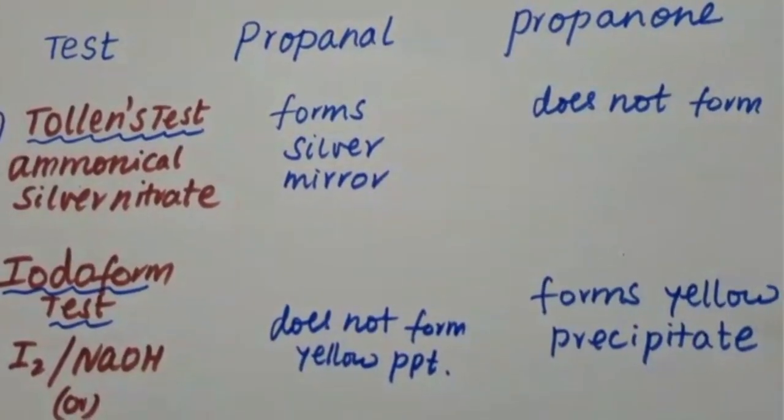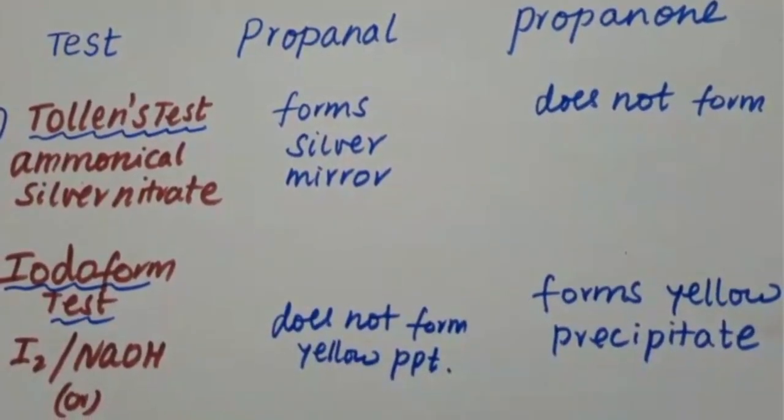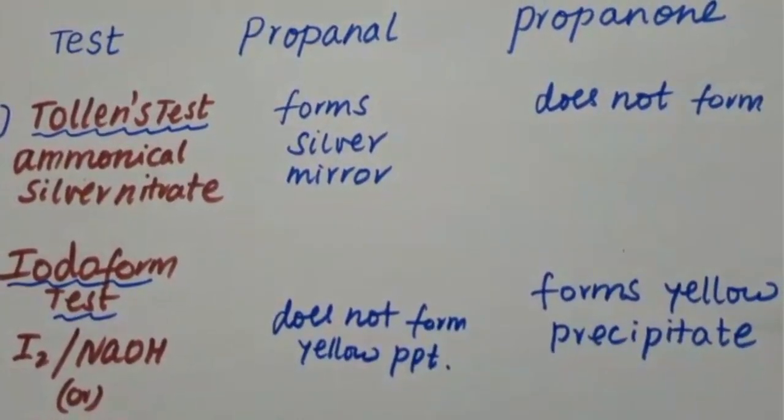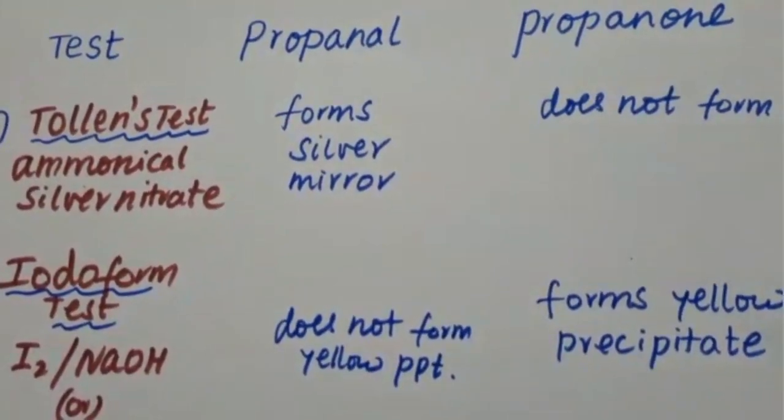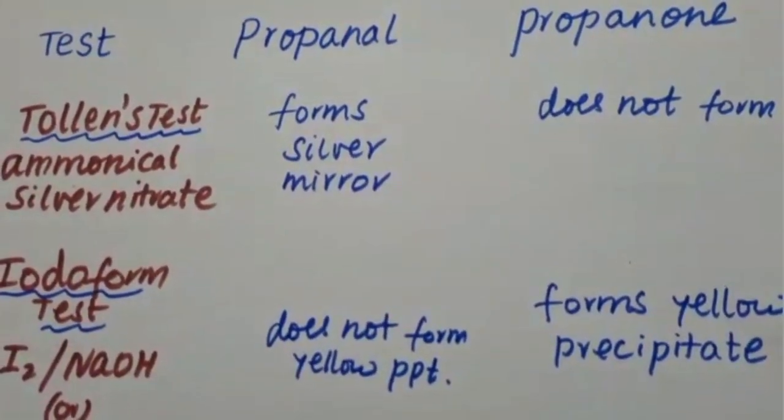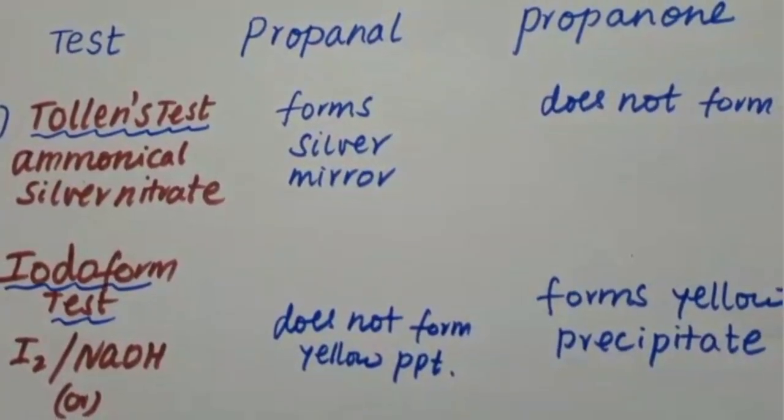Test name is Tollens test. Reagent is ammoniacal silver nitrate. Propanal, being an aldehyde, forms silver mirror, whereas propanone is a ketone, which does not form silver mirror.